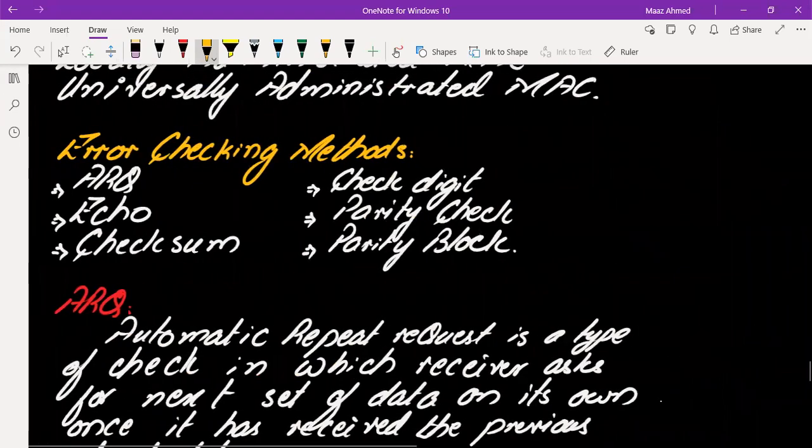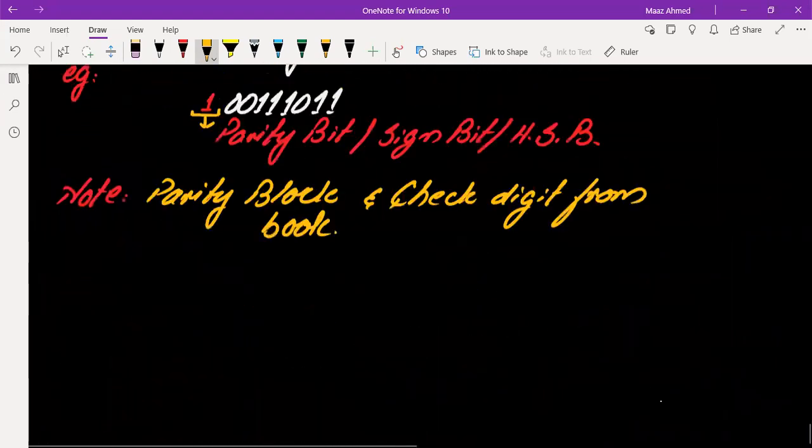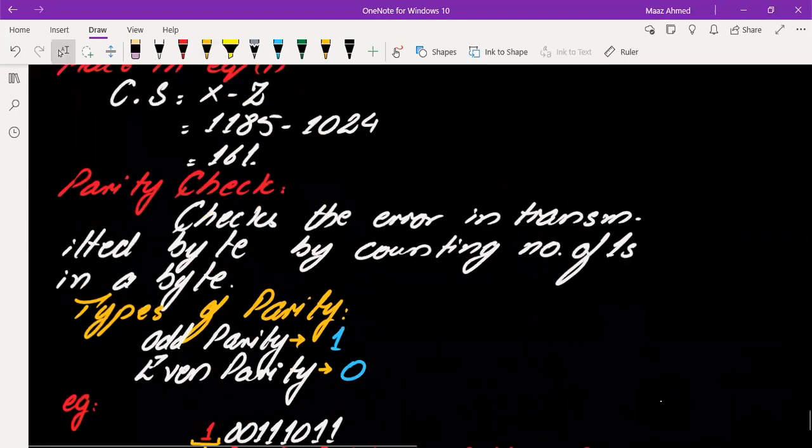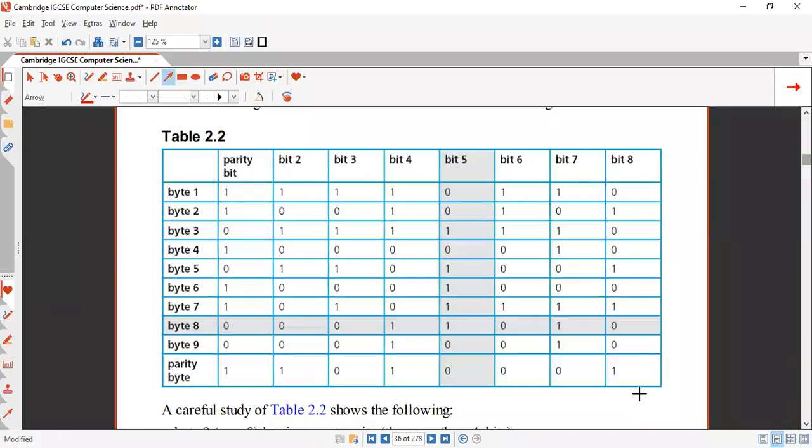So for parity check, we just counted the number of ones, and for the odd parity, we represented it by 1, and for the even parity, we represented it by 0. So we need to do the same task over here as well. But over here, there are multiple bytes, so we need to do it twice: one for the row wise and the other one for the column wise.